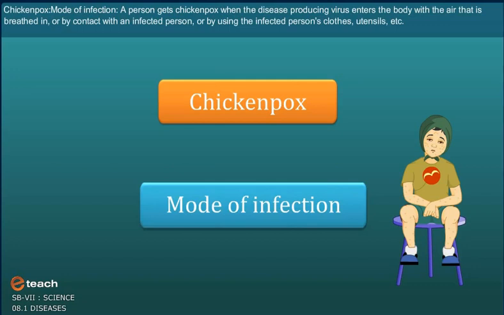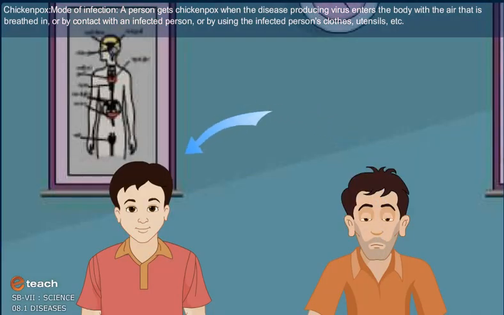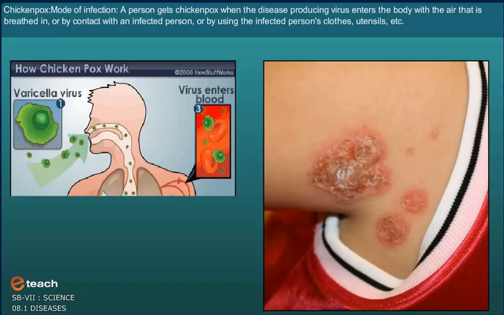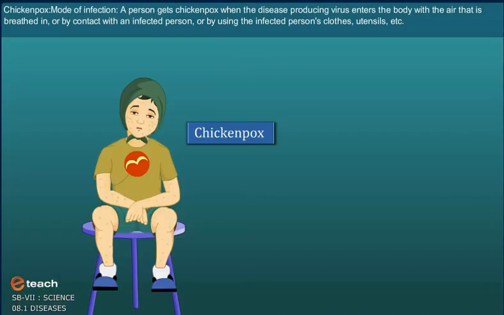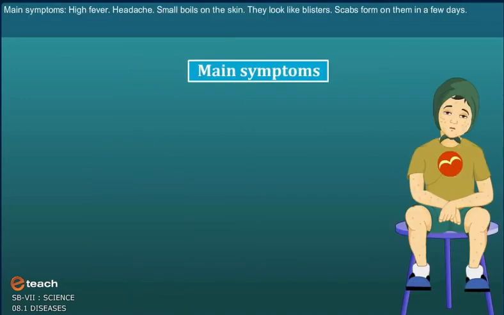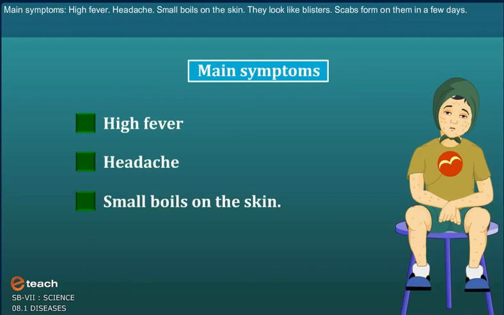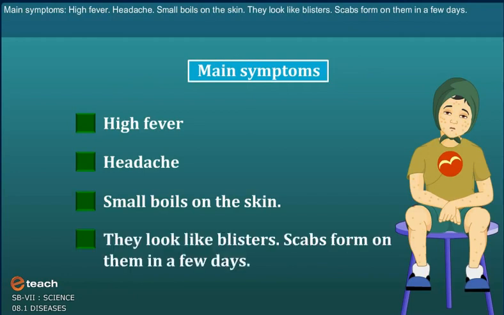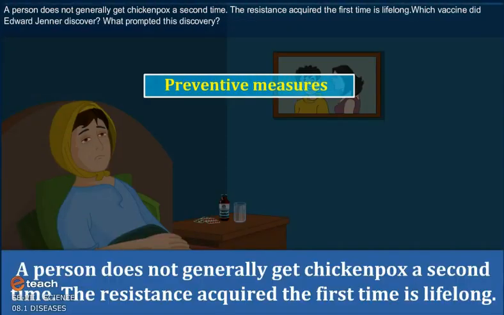Chickenpox. Mode of infection. A person gets chickenpox when the disease-producing virus enters the body with the air that is breathed in, or by contact with an infected person, or by using the infected person's clothes, utensils, etc. Main symptoms: high fever, headache, small boils on the skin. They look like blisters. Scabs form on them in a few days. A person does not generally get chickenpox a second time. The resistance acquired the first time is lifelong.